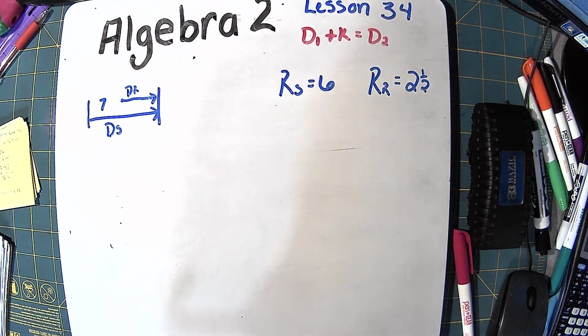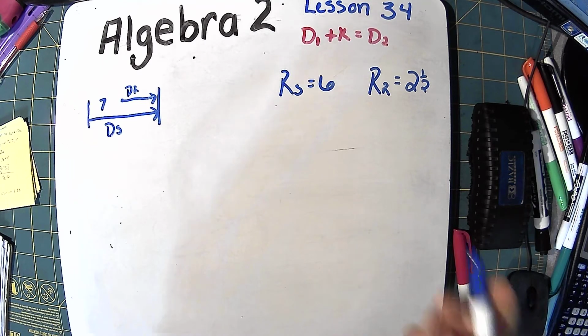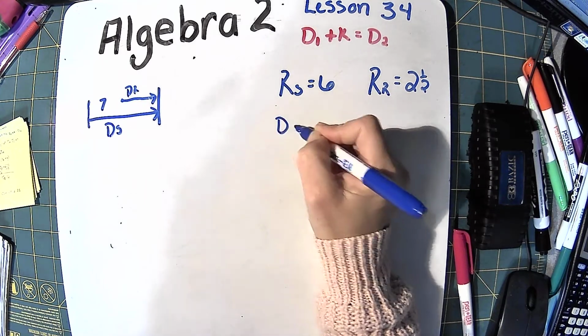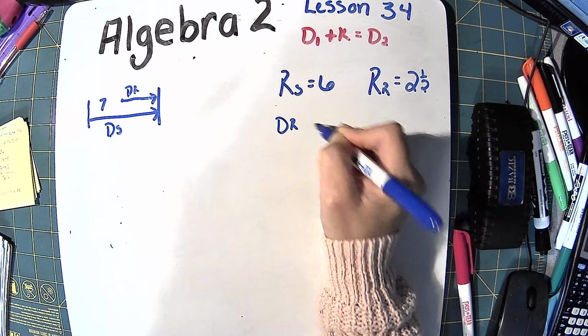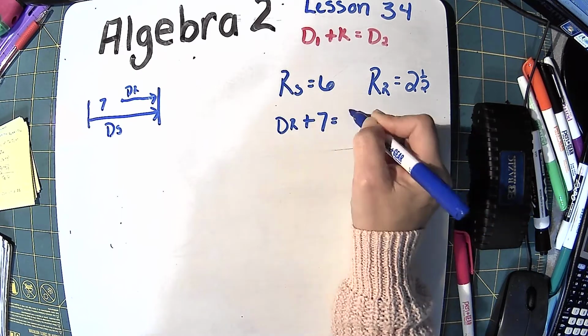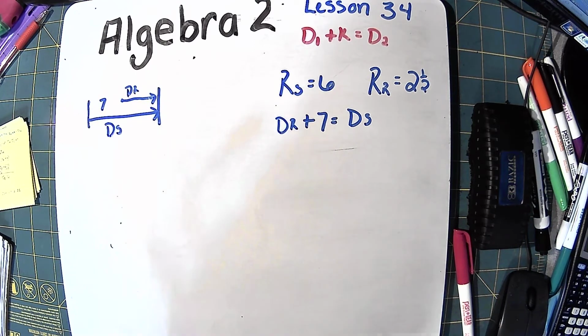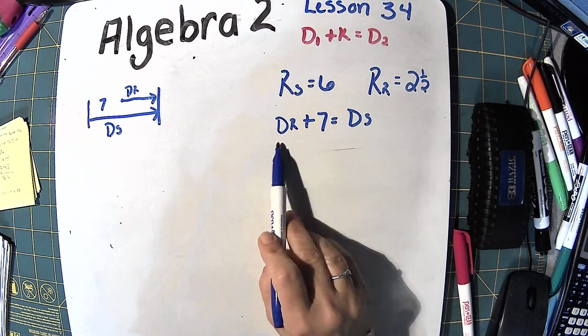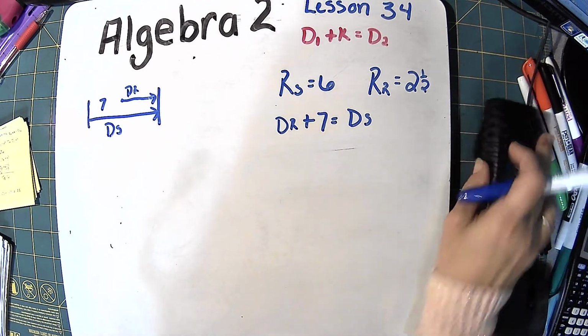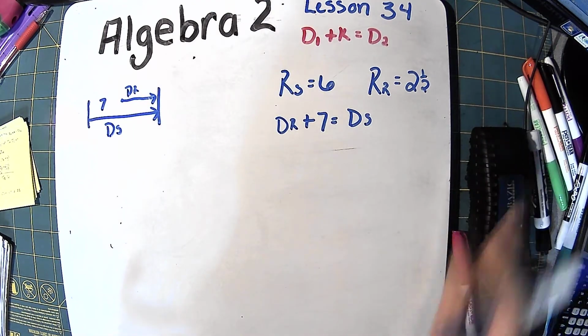So when the problem began, Robin was already 7 miles out of town. Okay? So we're going to say the distance of Robin Hood plus 7 equals the distance of the sheriff. See how they traveled? He traveled 7 more. Okay. Alright, so then we can use that to fill some stuff in. There's also a trick to this one.